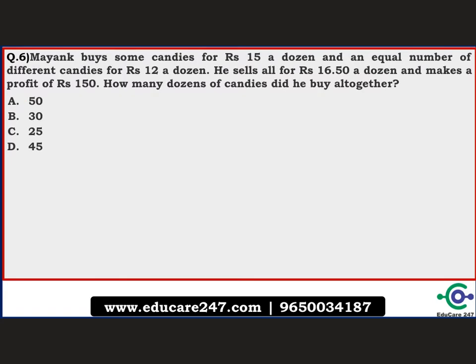So Mayank buys some candies for rupees 15 a dozen and an equal number of different candies for 12 rupees a dozen. He sells all for 16.50 a dozen and makes a profit of rupees 150. How many dozen of candies does he buy altogether?